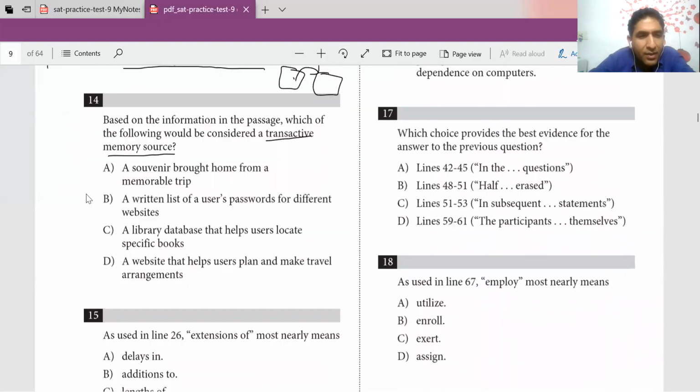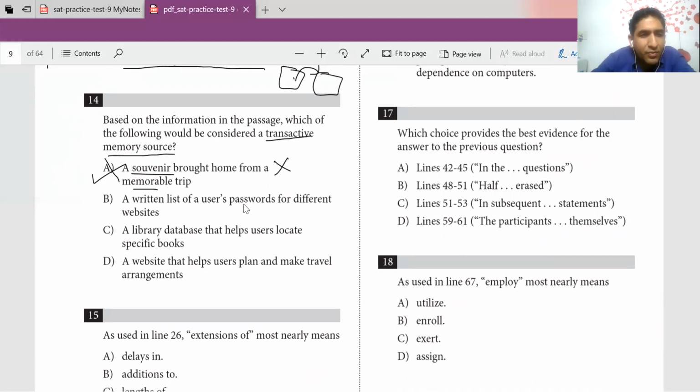They're asking us to give an example of this type of thing from the real world. Out of these, a souvenir brought home from a memorable trip. A souvenir just talks about what happened in some function or trip, so we cannot call it a transactive memory source. So this one is gone.